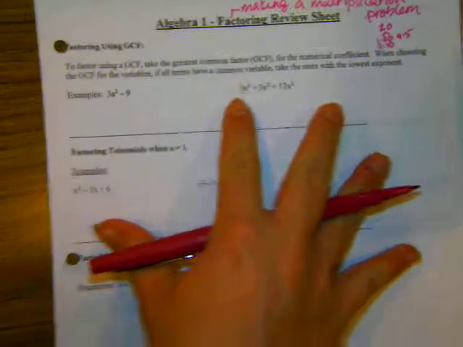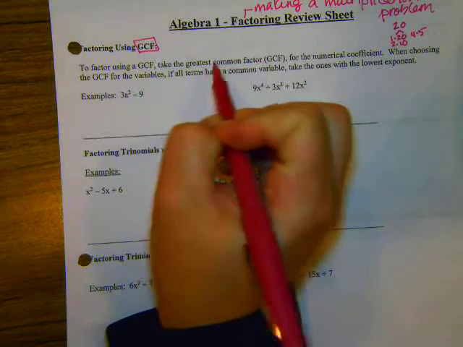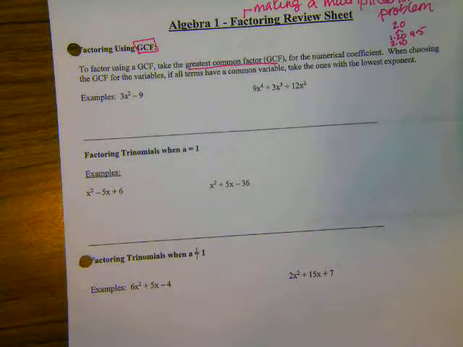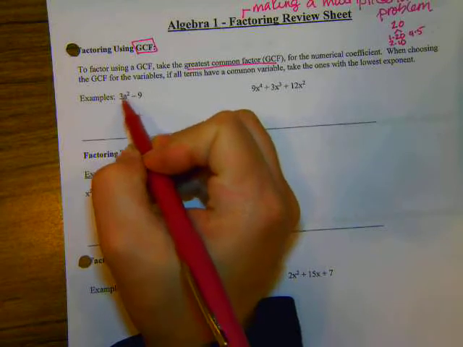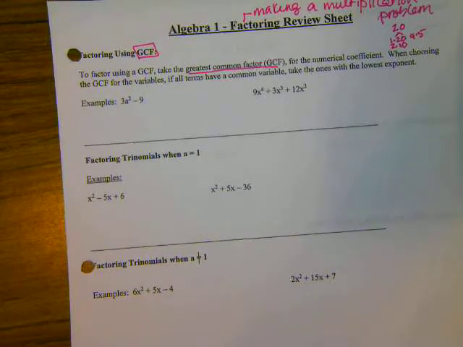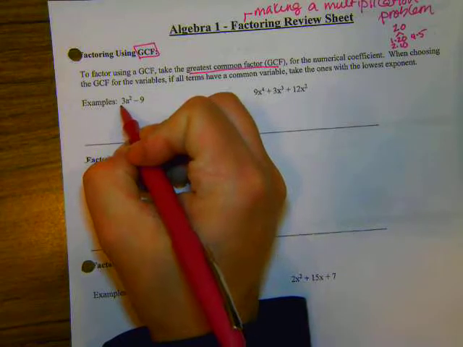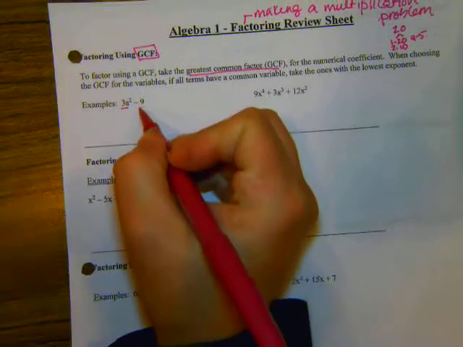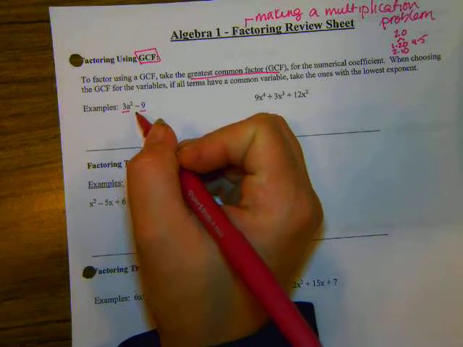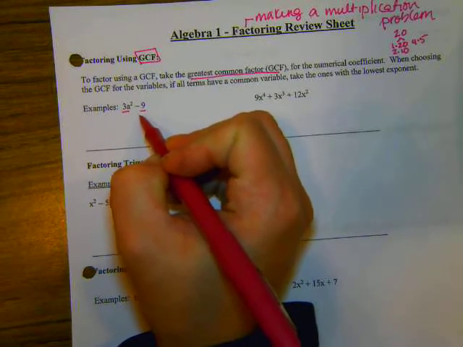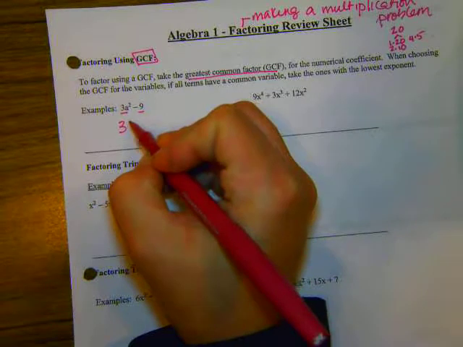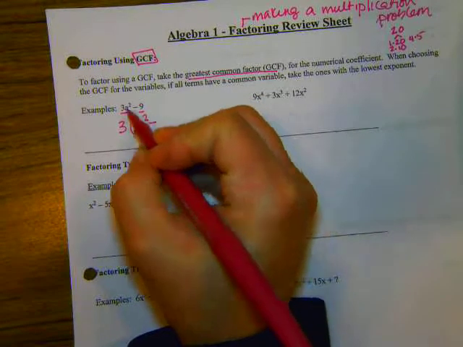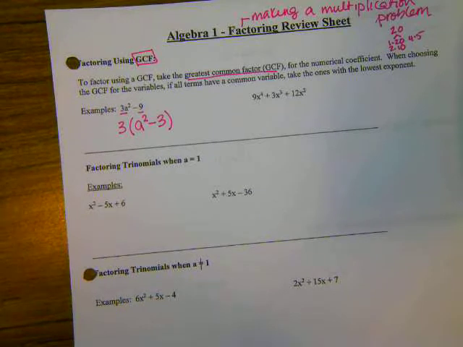So, method number 1, GCF, greatest common factor. That is always the highest number and then the lowest variable that you can take out if they have a common variable. Between these two terms, 9 doesn't have an a, so the GCF is not going to have a variable with it, but 3 is the highest number that goes into both of those. So we're going to put 3 on the outside, and then you divide it out. That leaves me with 3 times a squared minus 3. And that's it. There are your factors.